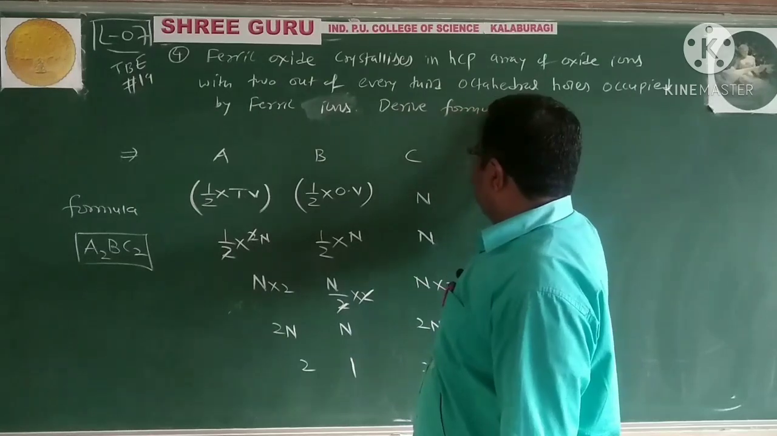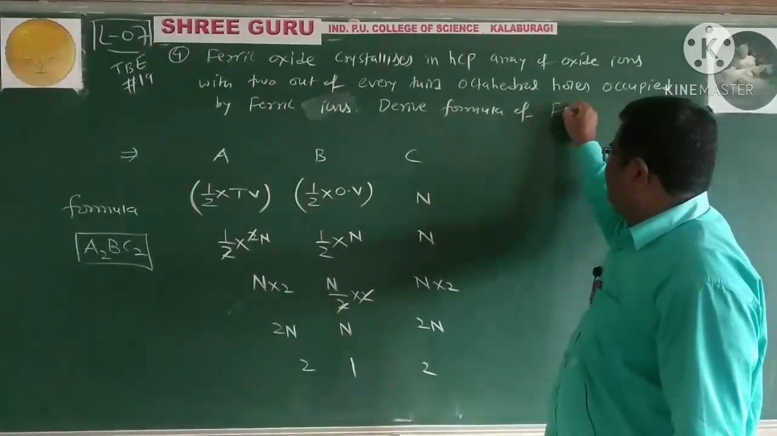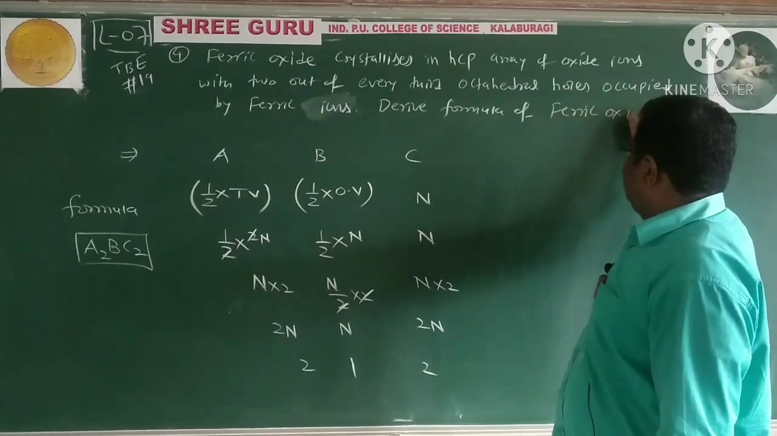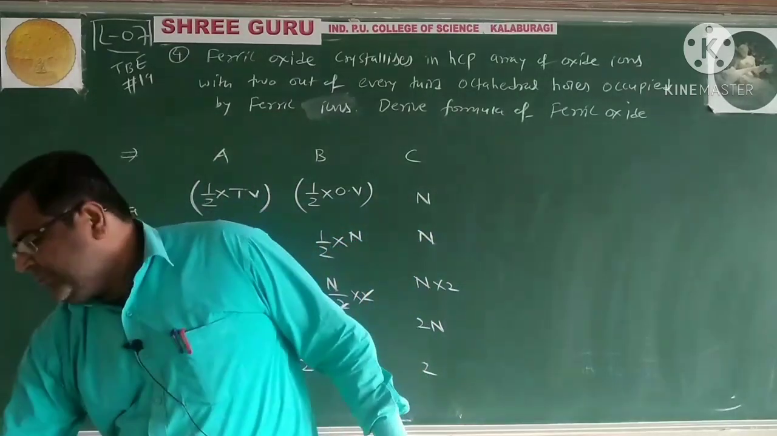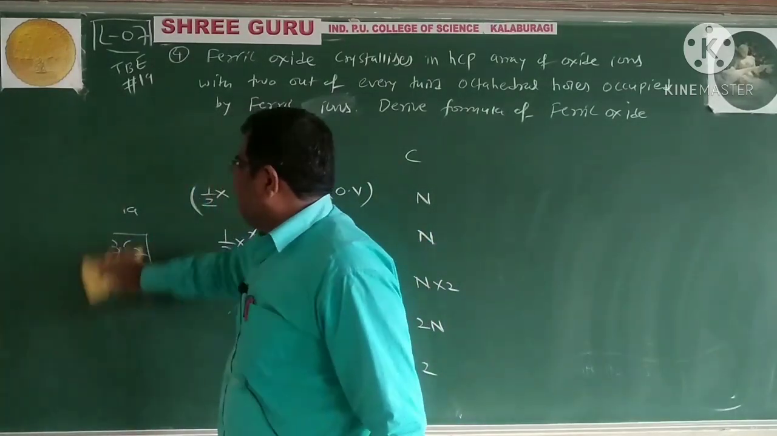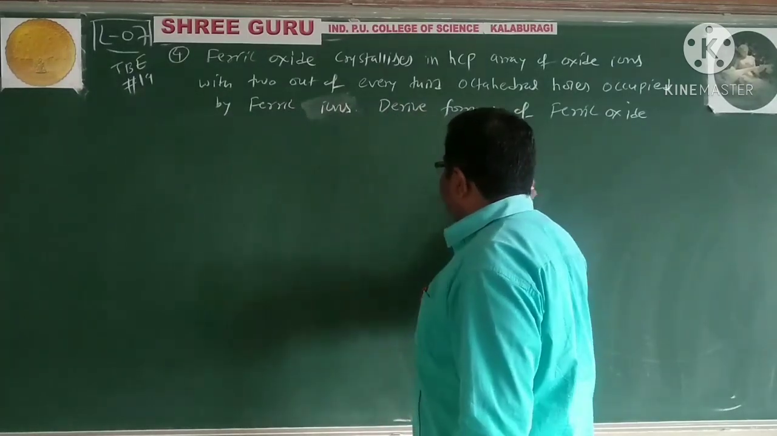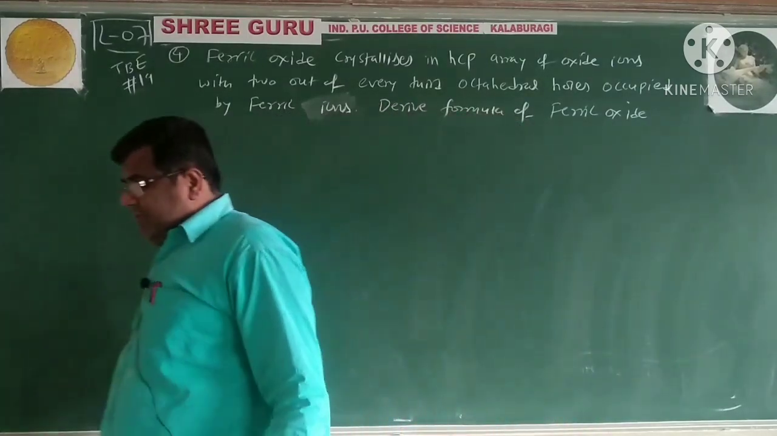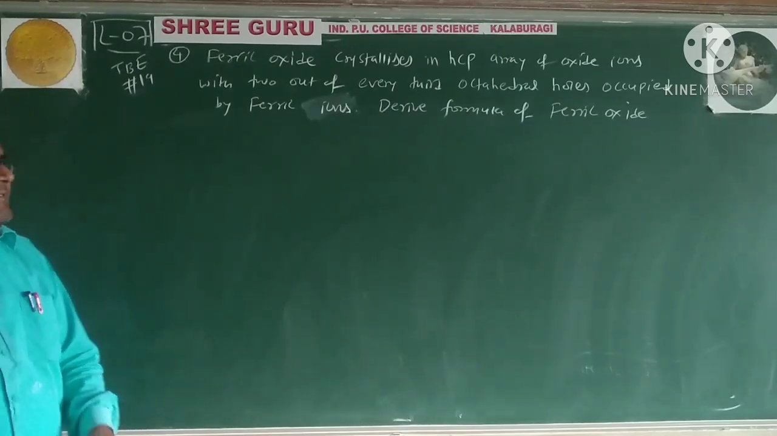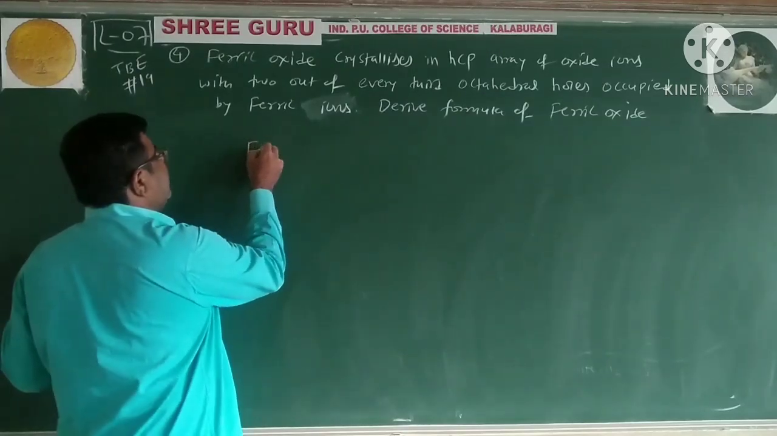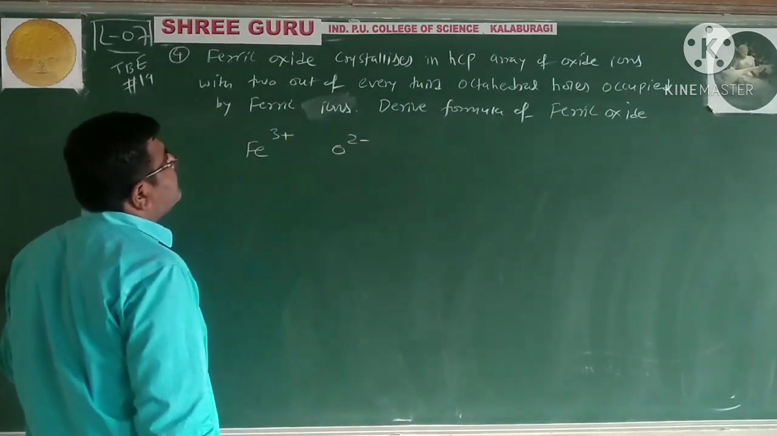Derive the formula of ferric oxide. Very simple question. I think you can solve it yourself. There is nothing difficult in it. There is a ferric ion, Fe+3 is ferric, Fe+2 is ferrous. Fe+3, and there is the oxide ion.